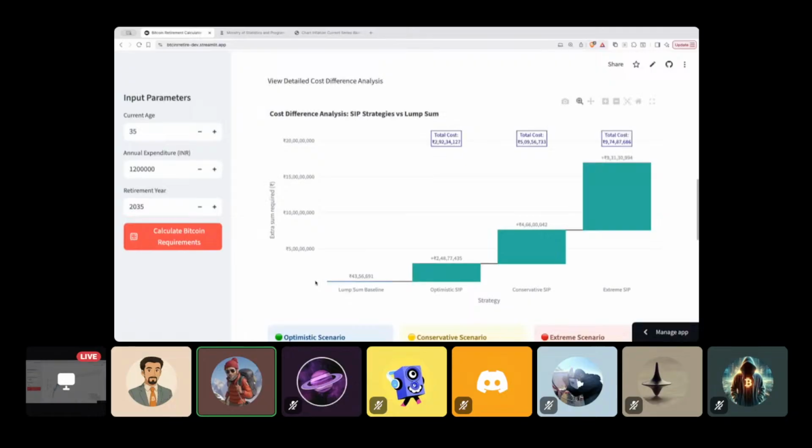This amount of BTC will buy you a time capsule. So what we are trying to show is that if people can think along these lines, they can very well plan.